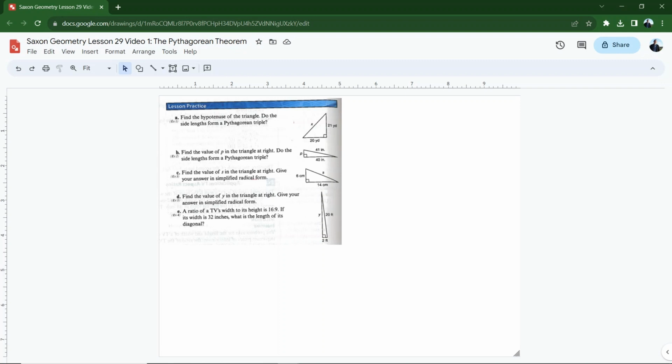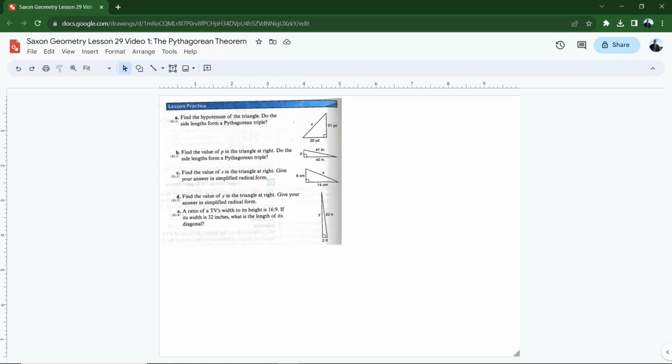All right, let's go ahead and work some of these problems. We need to find the hypotenuse of this triangle, and then we need to identify whether the lengths form a Pythagorean triple. Pythagorean triple is where the side lengths are all whole numbers that are not zero. So it can't be a fraction or something that needs to be solved. Usually with Pythagorean theorem, if we don't have a Pythagorean triple, if we don't have a whole number, we have an irrational number that we have to solve with a square root sign.